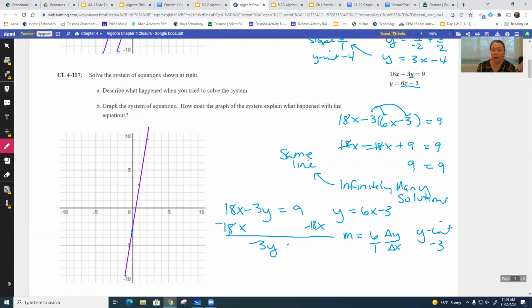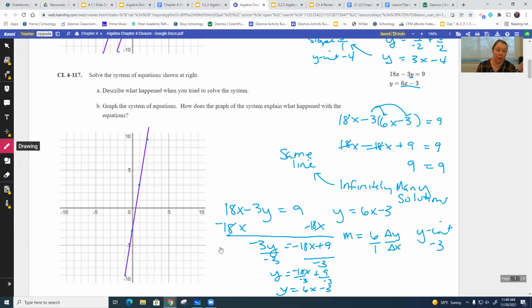So I'd have -3y, so I'd start by subtracting the 18x. And then I would divide both sides by -3. So I would have y equals, I have to do -18x divided by -3, which is 6x. And I have to do 9 over -3, which is -3. So it is the same equation.